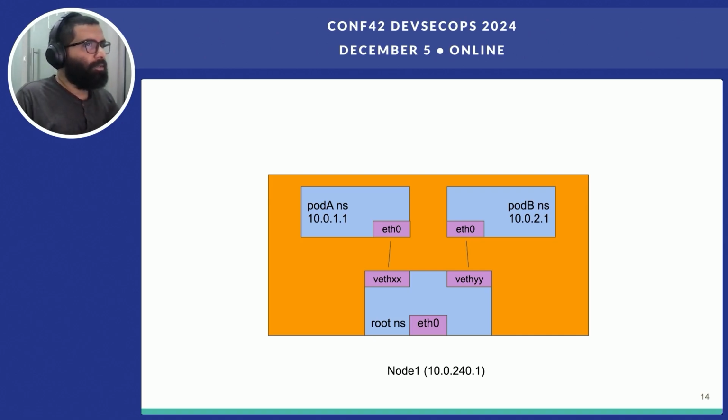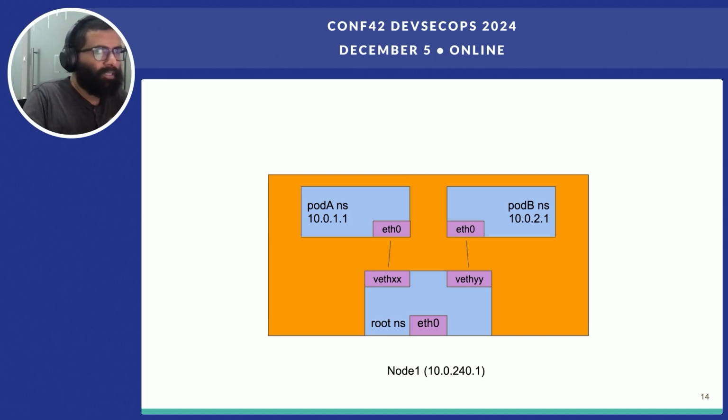Each pod is connected to the root namespace with its own veth pair. So pod A connects to veth X and pod B connects to veth Y. These veth pairs act as virtual cables, bridging the pod's network namespace to the root network namespace of the node. This ensures that the pods can send and receive packets within the node, right?